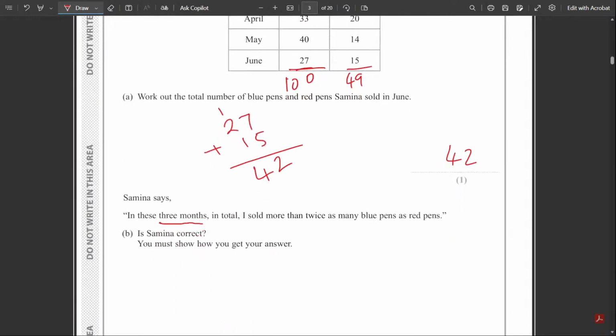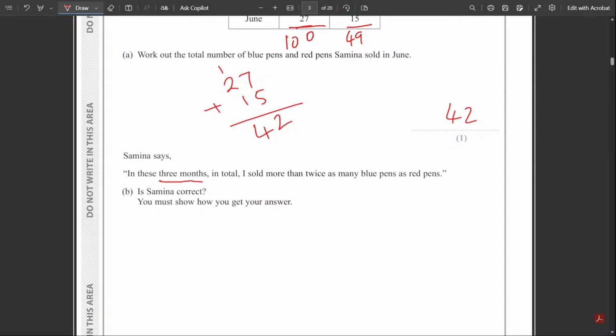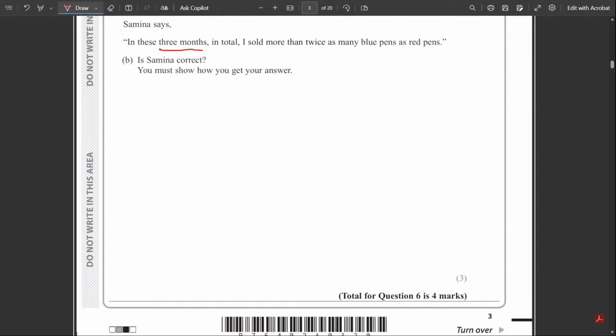So yes, Samia is correct. She has sold more than twice as many blue pens as red pens. So she is correct, and that's the working out that we needed to show.